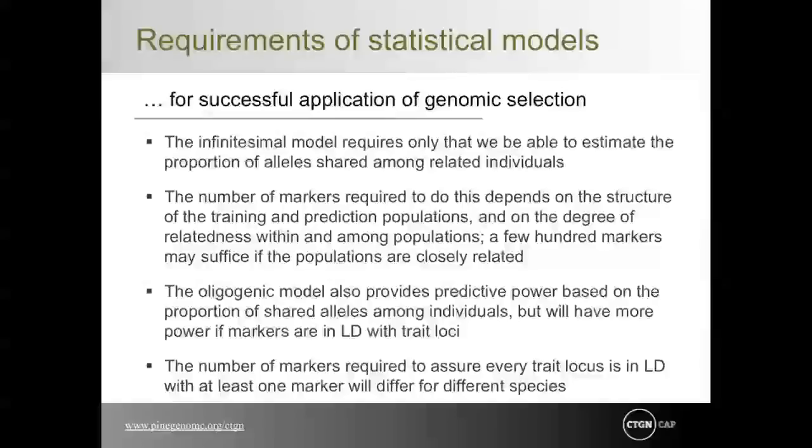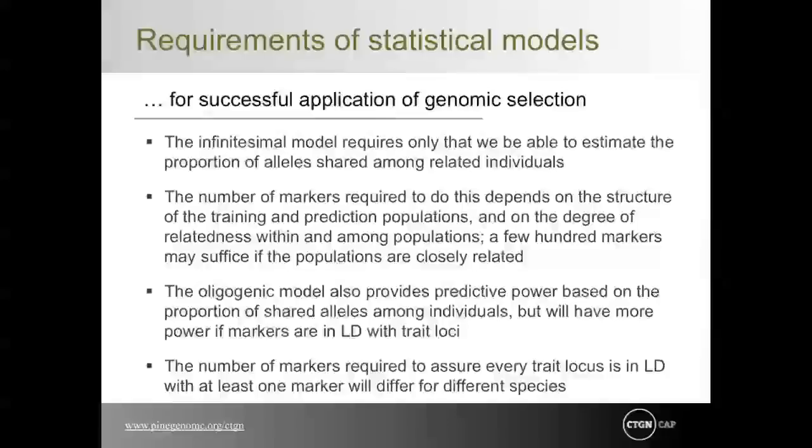Predicting genetic value based on an oligogenic model builds on the information provided by reconstruction of the pedigree and uses additional information from linkage disequilibrium between specific marker loci and specific trait loci. The amount of the additional information available depends on the true pattern of genetic control, as well as the extent of linkage disequilibrium between markers and trait loci.